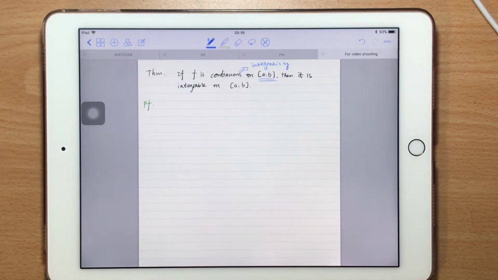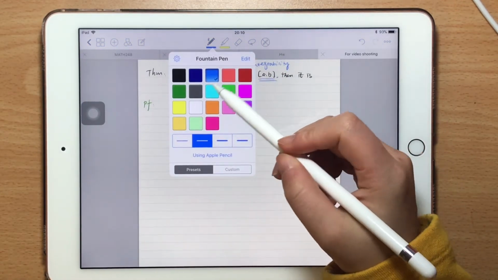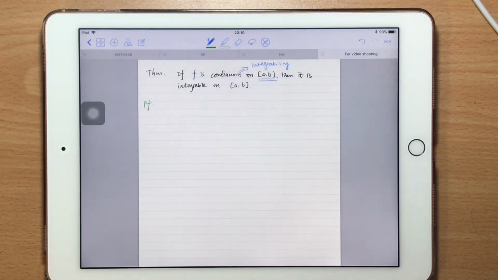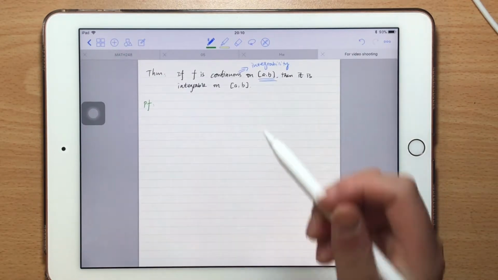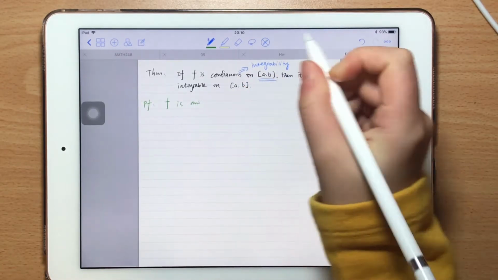Okay, so given a continuous function on AB, what do you get from this condition? Well, first of all, f is not only continuous but also uniformly continuous, which is continuous in a stricter way. So f is uniformly continuous.